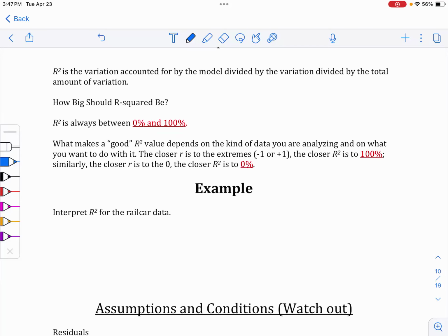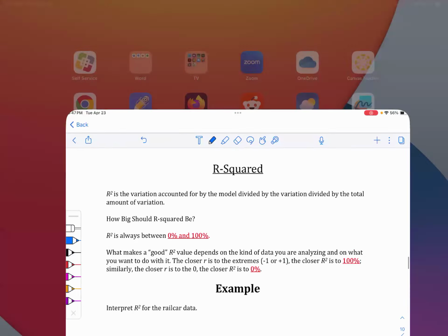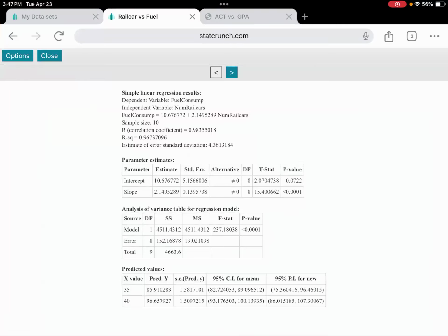Okay, so r squared is the amount of variation accounted for by the model divided by the total variation. That's the formula I had, and I want you to understand that formula because it helps you with the interpretation. So for our case, we have an r squared value, which is given right here, 96.74.